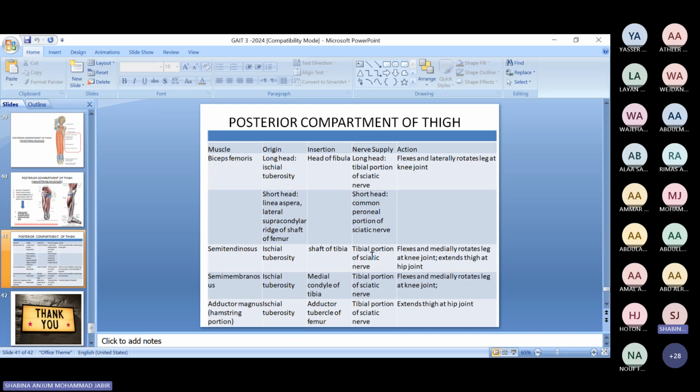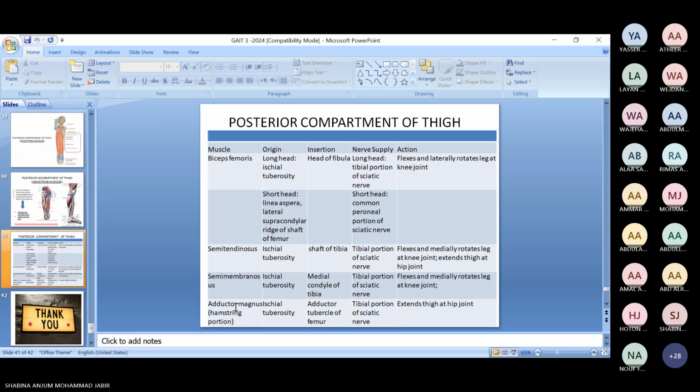Nerve supply, clear: the tibial portion of the sciatic nerve. Flexion: as it is present medially, it will also do medial rotation of the knee joint. Because they are coming from the ischial tuberosity, it will also have action at the thigh or hip joint.